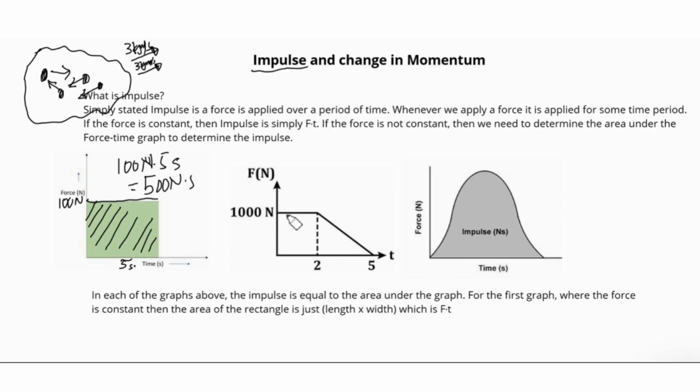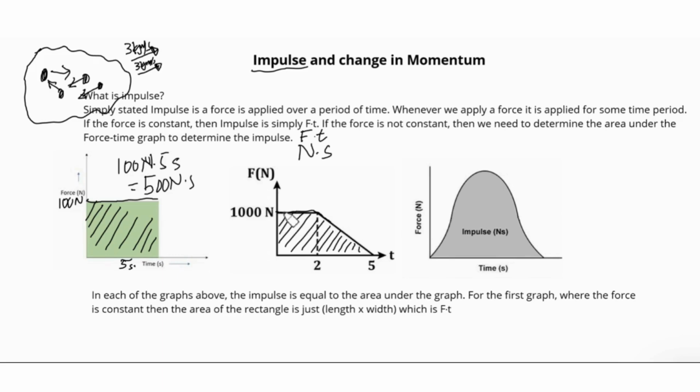If the force is not constant, it applies at 1,000 newtons and then you taper it off, then the total impulse imparted to the object would be the area under this graph. Again, impulse has units of Newton seconds, where this comes from the force and that from the time.